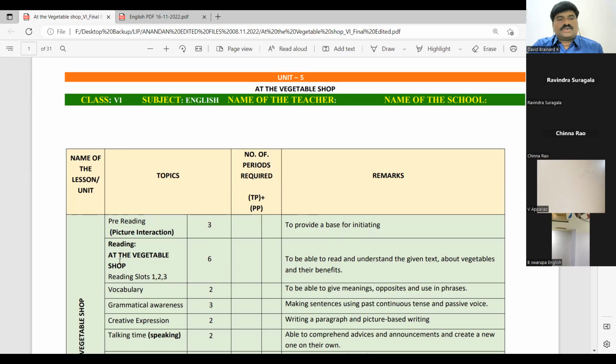When it comes to the reading part, at the vegetable shop, we have six periods, divided into three slots. One will be the I do part, that is the teaching part, and the second period will be the we do part, that is the practice period. If the time does not support, we can even try one more period. We have divided three slots, and each slot has only two periods, so we are making it six periods: three teaching periods and three practice periods. Similarly for vocabulary exercises, one is a teaching period and another is the practice period. That is the division we need to understand, sir. We should not mention it as teaching and practice periods, but all I do parts are the teaching periods.